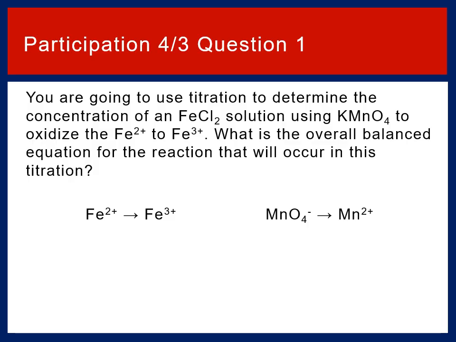Again, you're going to use titration to determine the concentration of an FeCl2 solution using KMnO4 to oxidize the Fe2+ to Fe3+. What is the overall balanced equation for the reaction that will occur in this titration? It's iron 2 becomes iron 3, and then permanganate becomes manganese 2.